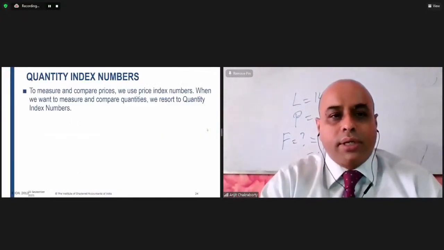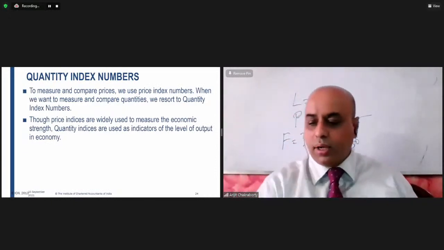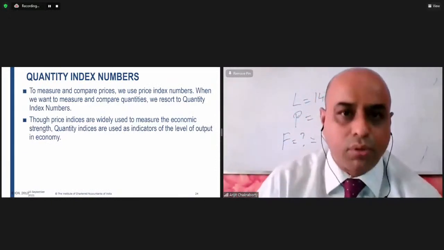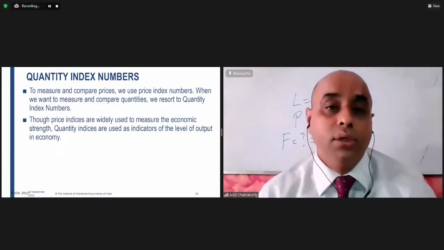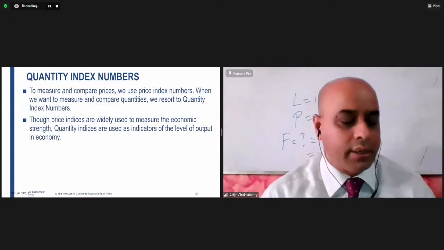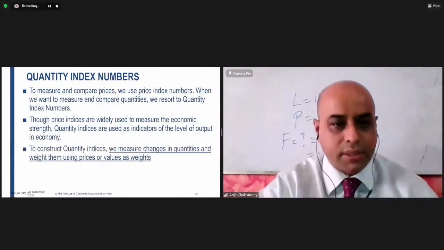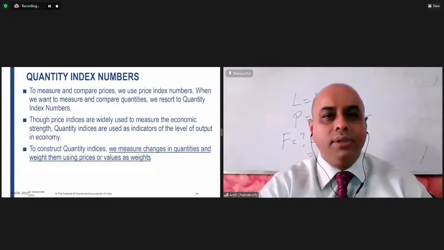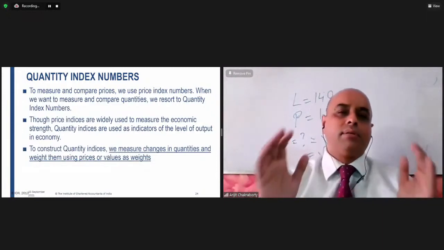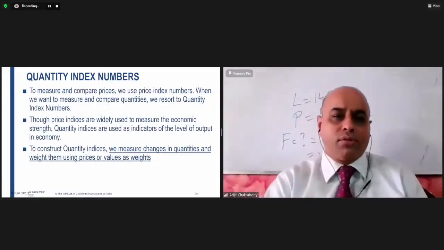Now we come to quantity index numbers. Quantity index numbers, as we have already checked so far, are Qn by Q0 into 100, where Qn or Q1 is the quantity used in the current year, and Q0 is the quantity used in the base year. So the quantity index number is nothing but a measure of the changes in quantities and the weights. It is just similar to the price index.